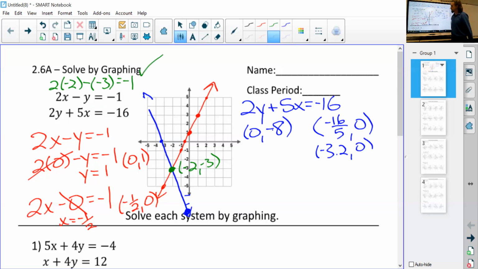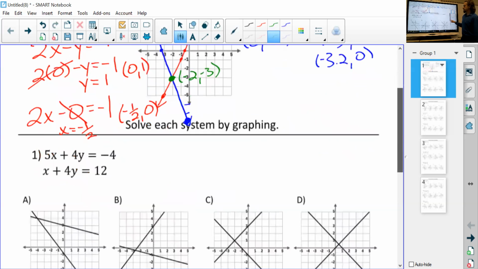Good, that checks. It also has to work in the bottom equation. Remember, x and y are swapped around here. This isn't even proper standard form. So 2 times negative 3 plus 5 times negative 2, does that equal negative 16? 2 times 3 is 6, 5 times 2 is 10. Those are both negatives, so you put them together, 6 and 10 makes 16. This checks. So there's the idea: we want to plot both lines, see where they meet, and then substitute that value back into the equations to make sure it works. So there's no excuse to get anything wrong.